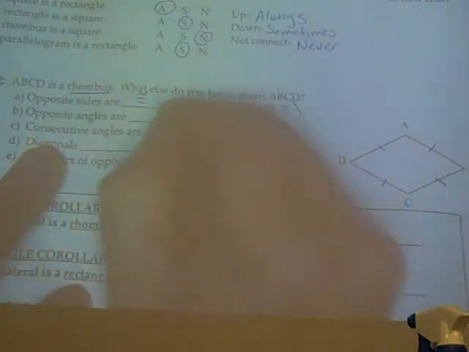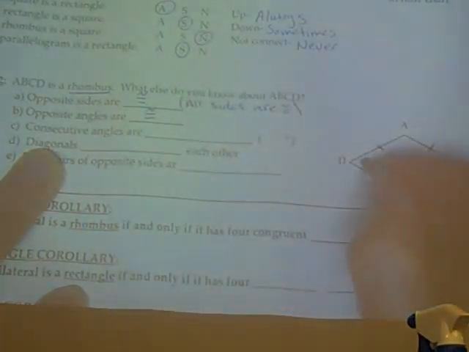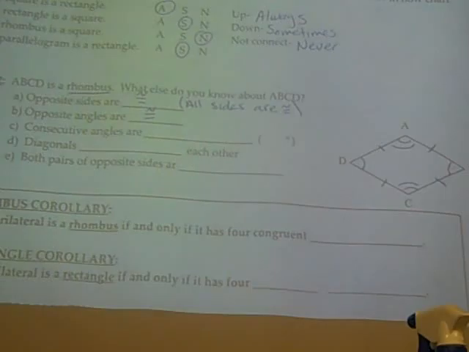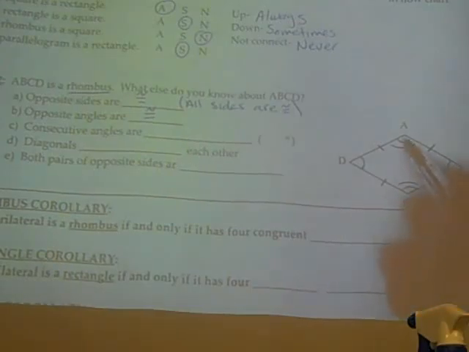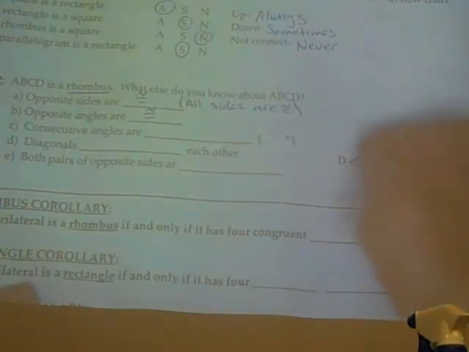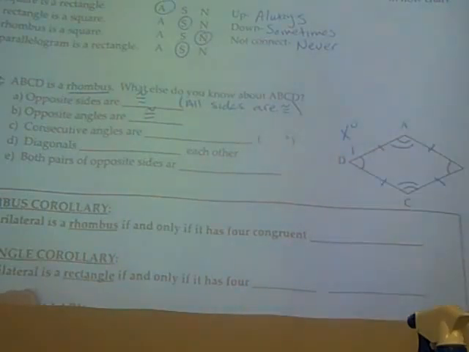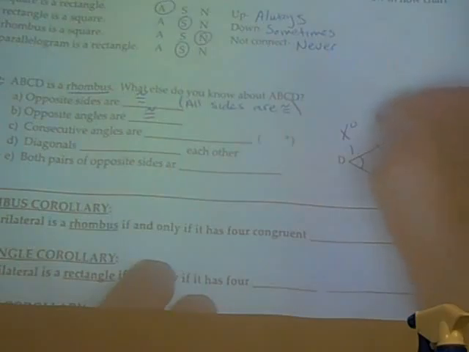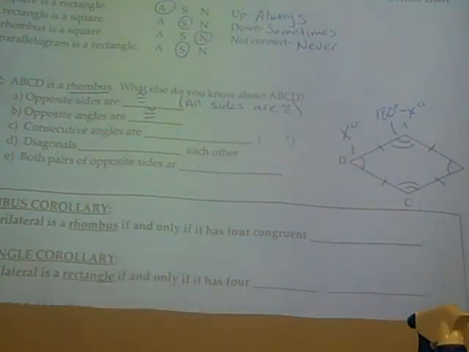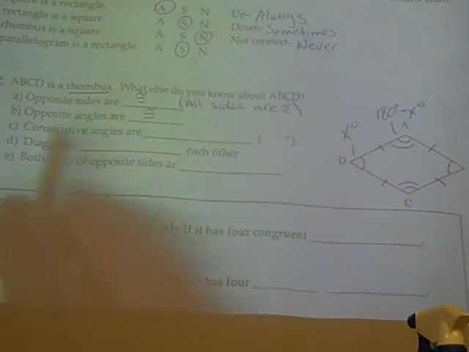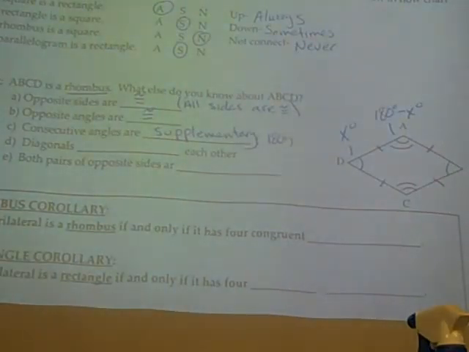What do we know about opposite angles? Opposite angles are also congruent. So if I go D with an arc, I go the opposite angle B, that gets an arc, A gets 2, C gets 2. Consecutive angles are supplementary. That means if I take any two angles that are consecutive, they're going to be supplementary. So let's say I give D a value of x degrees. I know A is going to be 180 minus x degrees. Because whatever x is going to be, that's going to equate to 180. So how do we say that? Consecutive angles are supplementary. That's equal to 180 degrees.